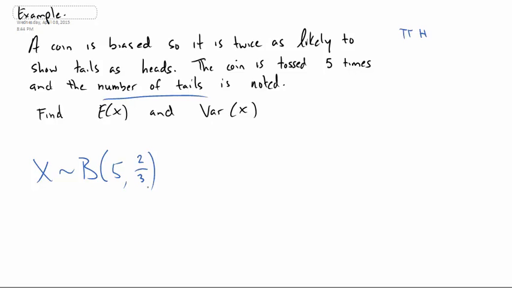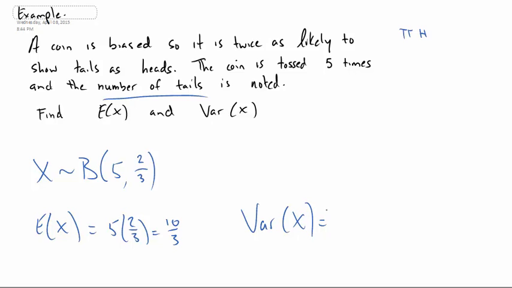So what is our expected value? What's our mean? Well, it's np. 5 times 2/3, or 10/3. What's our variance? Well, it's npq. 5 times 2/3 times 1/3. So our variance is 10/9. And finding mean and variance is really that simple for a binomial distribution. And that, ladies and gentlemen, is that.